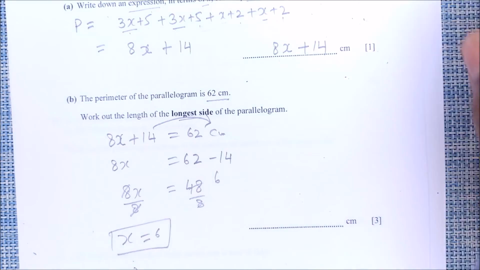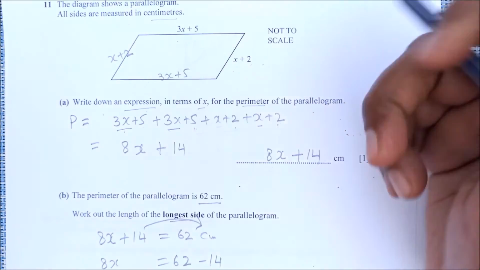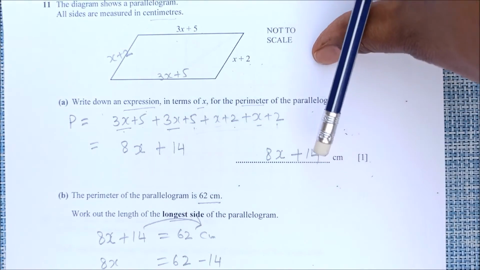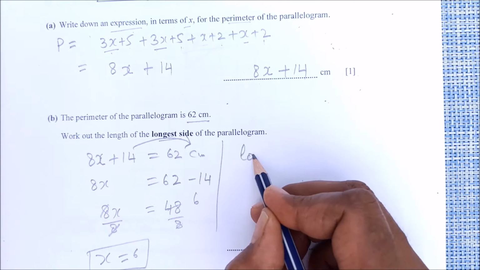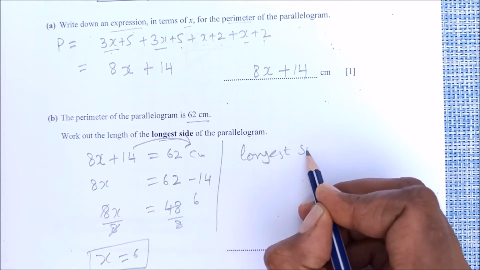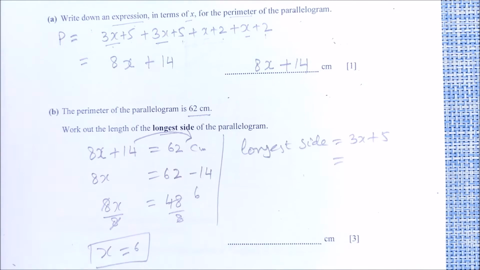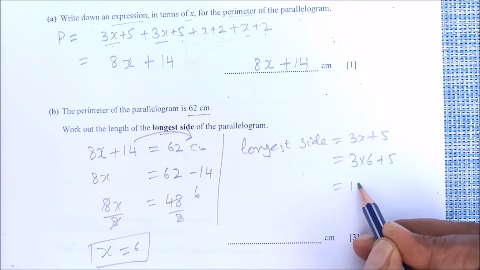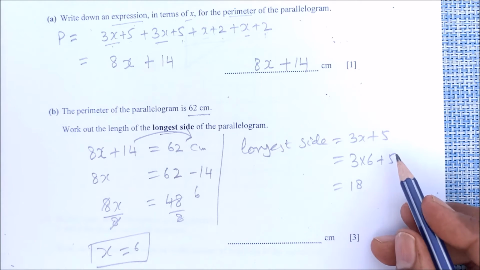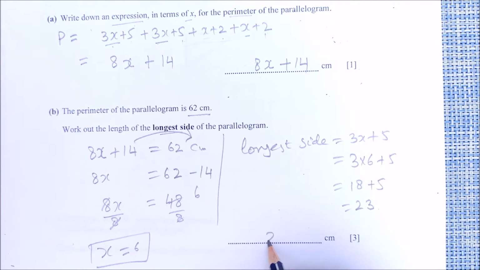We need to find the longest side. As you can see, the longest side is this 3x plus 5. So the longest side is 3x plus 5. Now our x is 6, so 3 times 6 plus 5, which is 23. So our answer is 23 centimeters, the longest side.